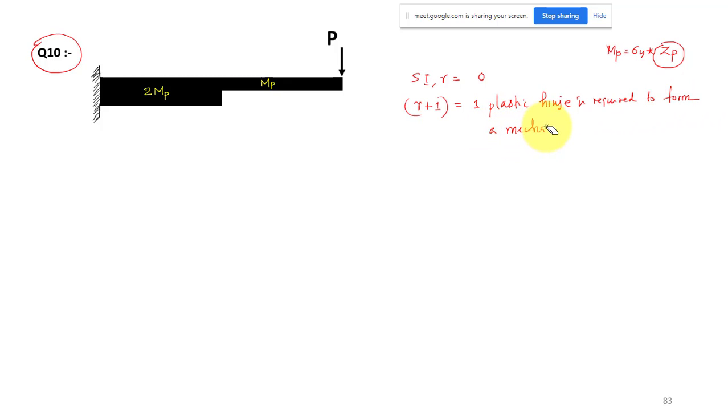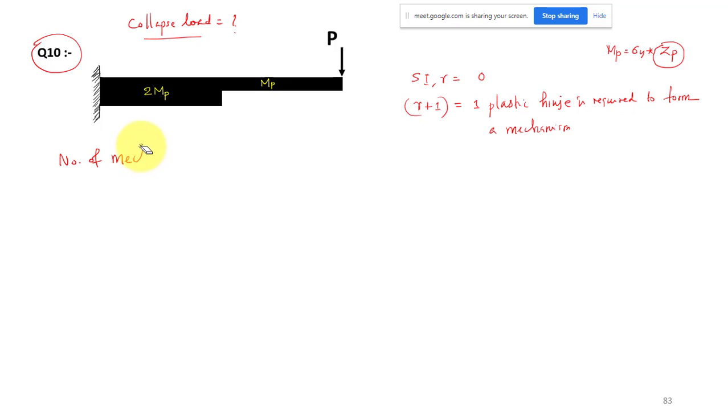So the question is the same: we have to find the collapse load for this beam. We need only one plastic hinge. With the formation of one plastic hinge, it will form a mechanism, and that indicates a collapse stage. But here my question is, how many mechanisms are possible in this case?